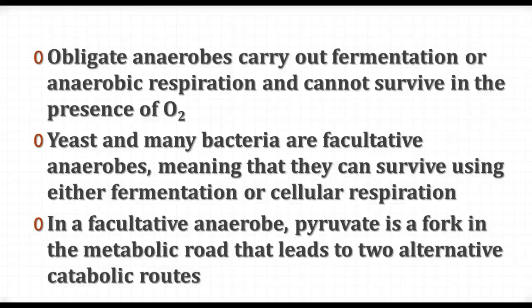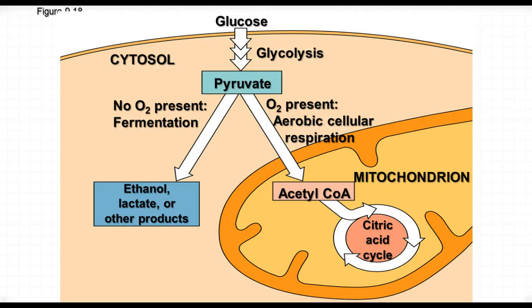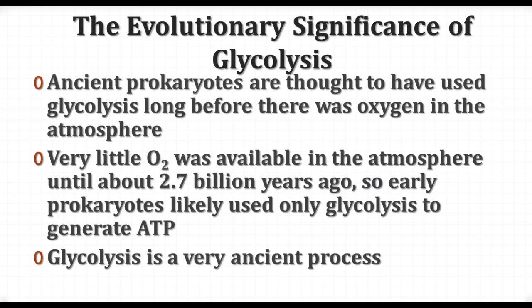The pyruvate is the fork in the road that leads to one of two different routes to break down the glucose. Here we see graphically that fork in the road from glycolysis. If oxygen is not present, then you produce some other product like ethanol or lactate, and if oxygen is present, then the pyruvate can enter the rest of the cellular respiration process and produce more ATP.